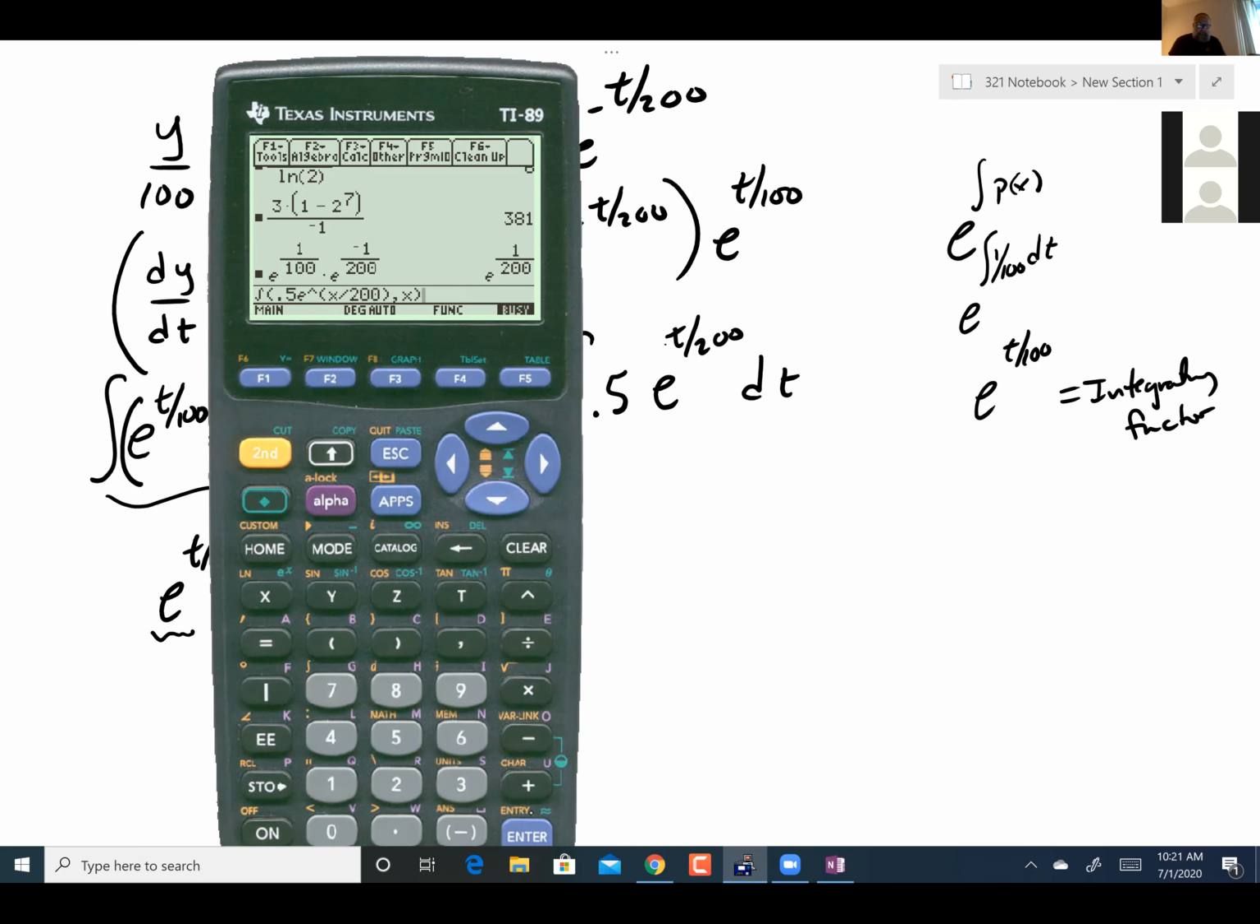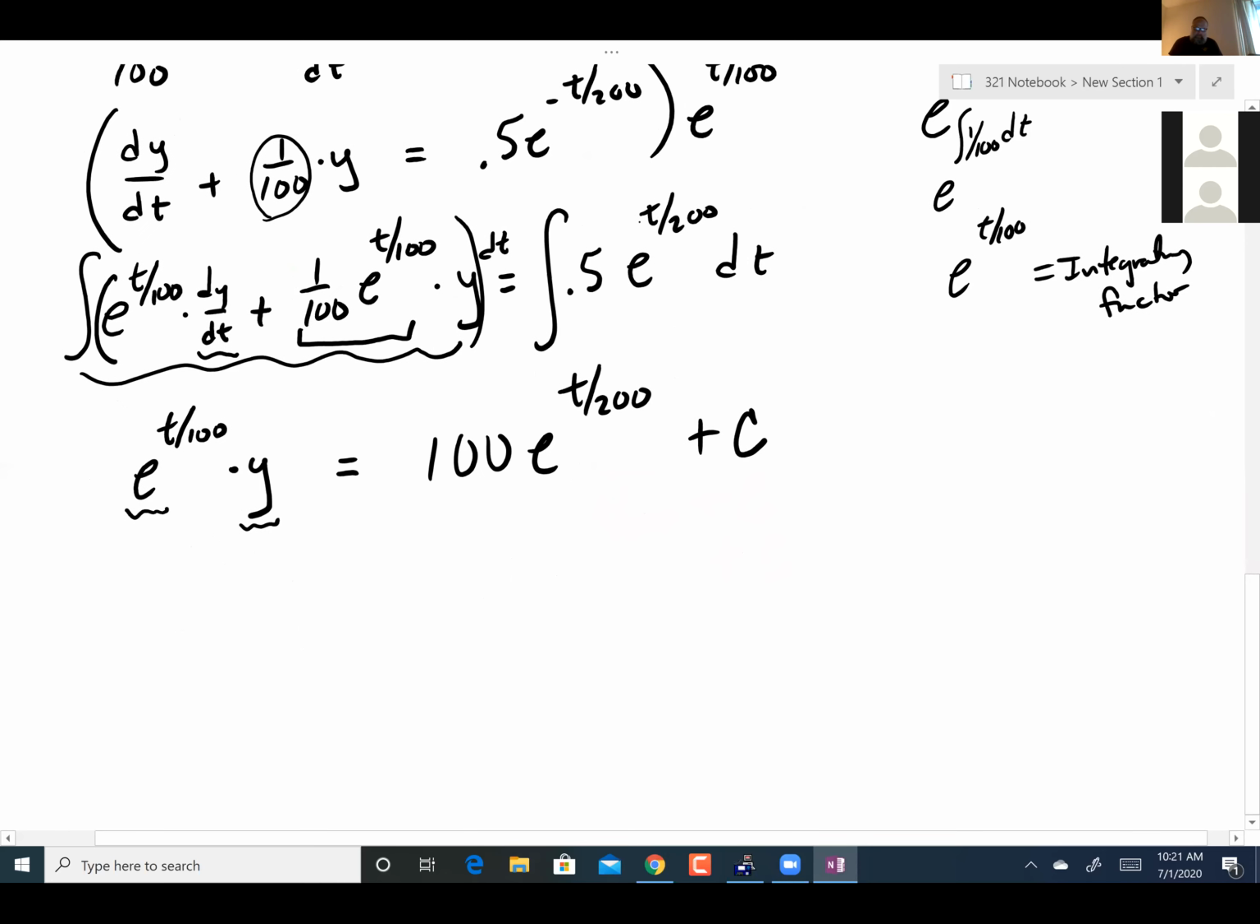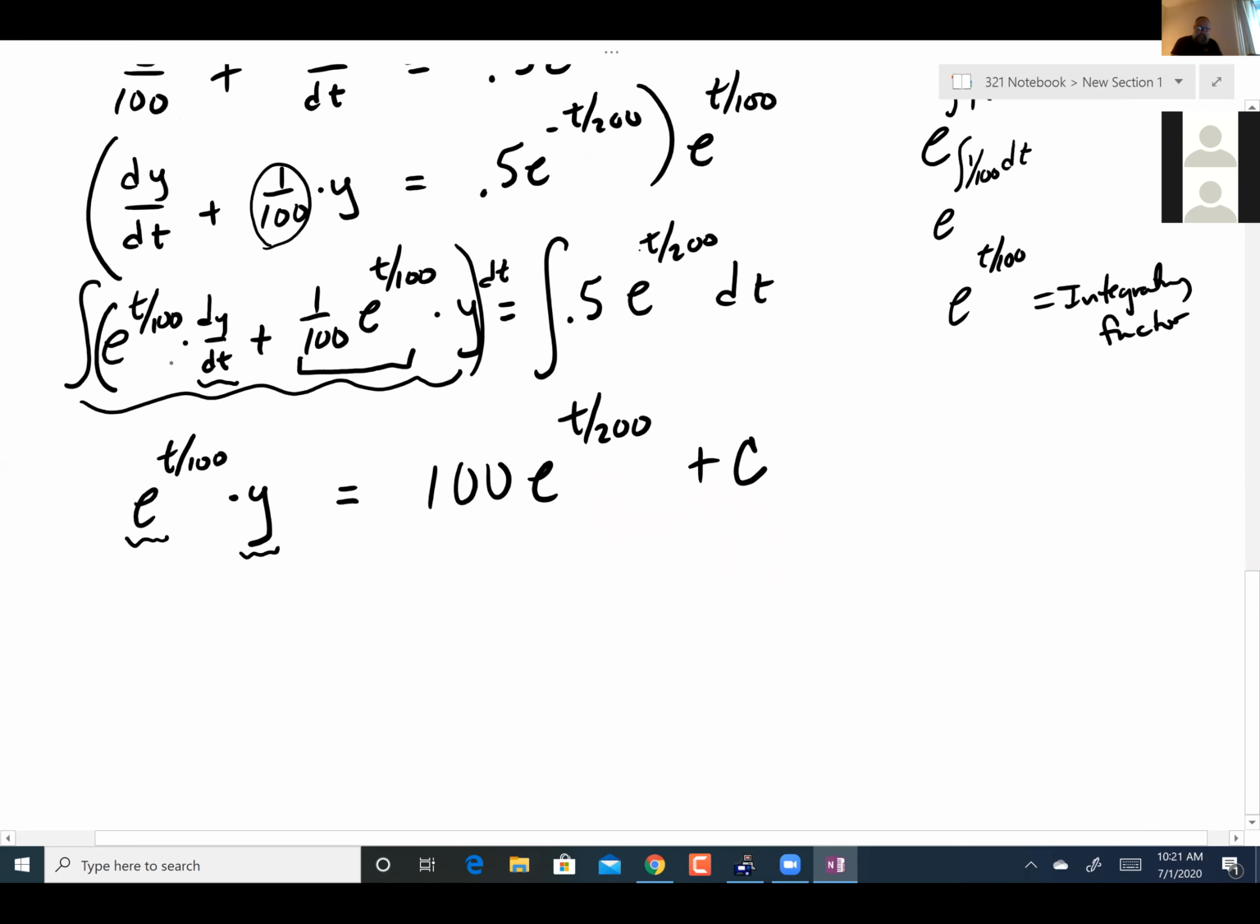So it's 100. That makes sense to me. Yes, it's 100. Oh, so 100 e to the t over 200 plus a constant. Okay. Question on that at all? This is the trickiest part, right? It's not the trickiest part. Once you see it, it's the easiest thing on the planet.